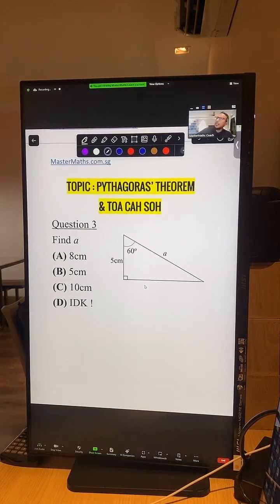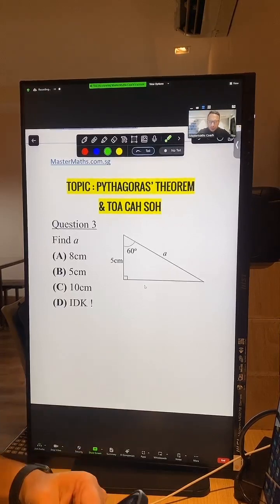Okay, guys, question number 3. Now they give you one angle and one side. They want you to find this other side. So is it 8 cm? Is it 5 cm? I don't think it's 5 cm, because it's the longest side. Is it 10 cm? Or is it D? I don't know. Can you give me your answers? What do you all think?